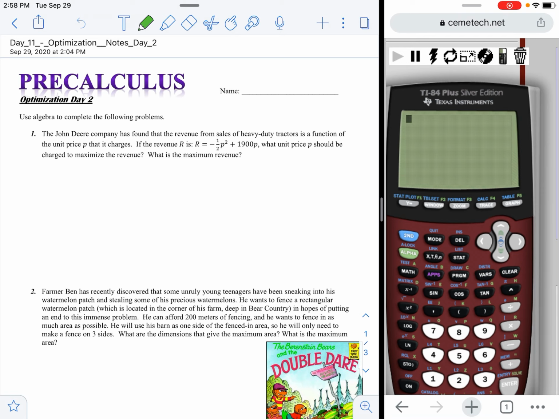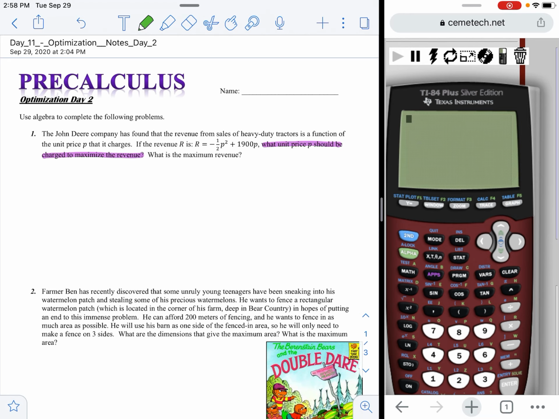It says the John Deere Company has found that the revenue from sales of heavy-duty tractors is a function of the unit price P that it charges. If the revenue R is R equals negative 1/2 P squared plus 1900 P, what unit price P should be charged to maximize the revenue? And then what is the maximum revenue? So I need 2 things here. We will start with the first one: what unit price P should be charged to maximize the revenue?